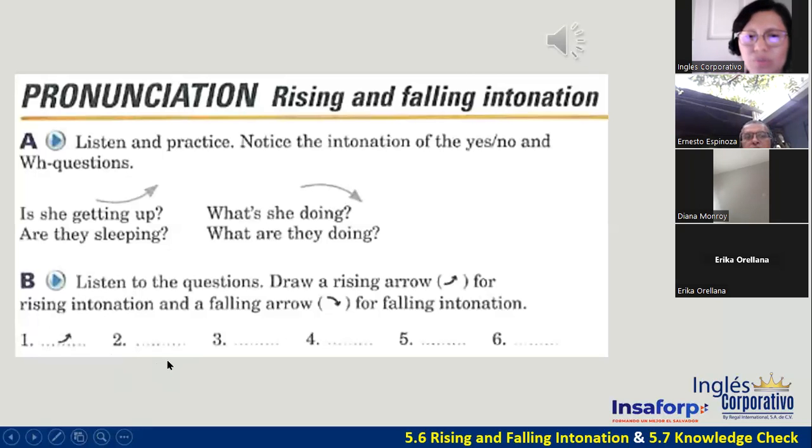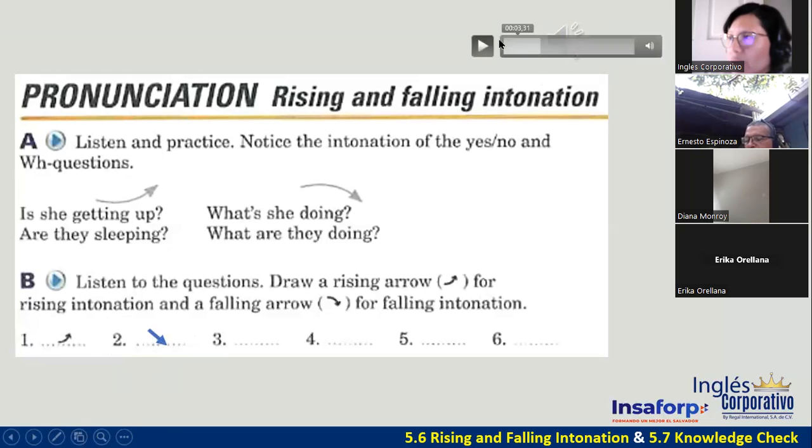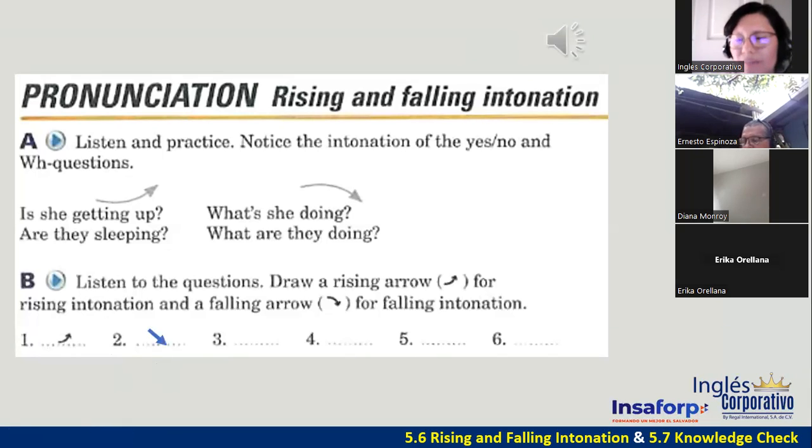¿Qué creen, chicos? ¿Rising or falling? La pregunta es, what are you doing now? Is falling. Falling, muy bien. Okay, next. Three. What time is it? What time is it? Rising or falling? It's falling porque es WH question. What time is it?